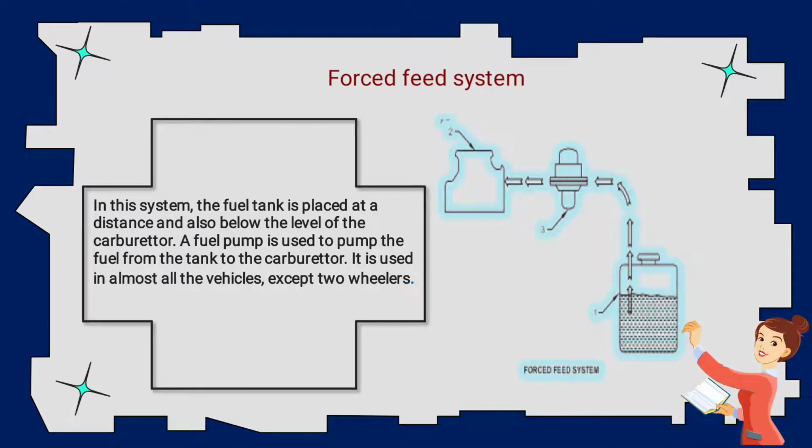Force feed system. In this system, the fuel tank is placed at a distance and also below the level of the carburetor. A fuel pump is used to pump the fuel from the tank to the carburetor. It is used in almost all the vehicles except two-wheelers.